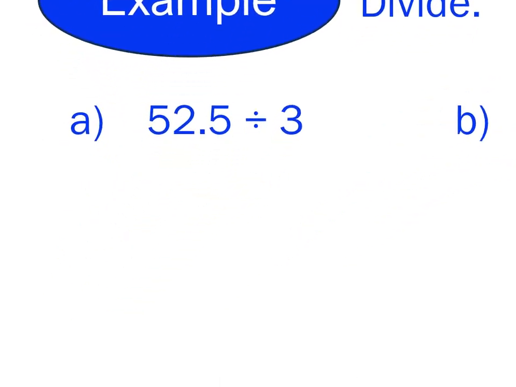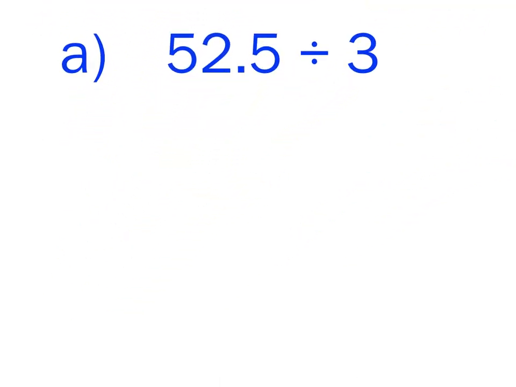Okay, let's do a couple examples. 52.5 divided by 3. So we have to ask this question. 3 times something is equal to a number less than 52.5. So what's a multiple of 3 that you know that's less than 52.5? 3 times 7? What's that? Let's try 15. I like that. 3 times 15. What's 3 times 15? 45. Cool. Good. 3 times 15 is 45.